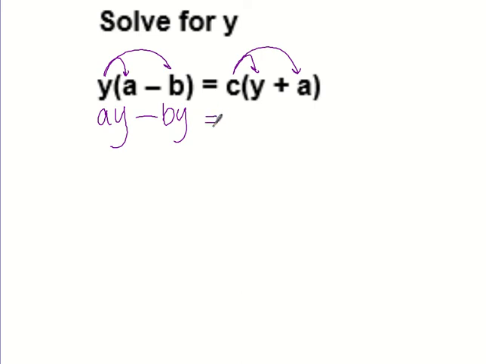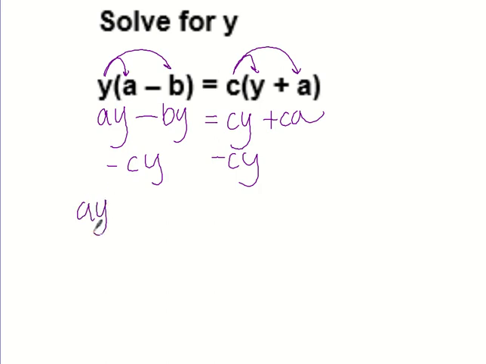equals, sorry, got distracted. I apologize. Cy plus, we'll just go ca. So we need to get our y's on the same side, so let's minus this cy. We get ay minus by minus cy. And that's going to leave us with ca.